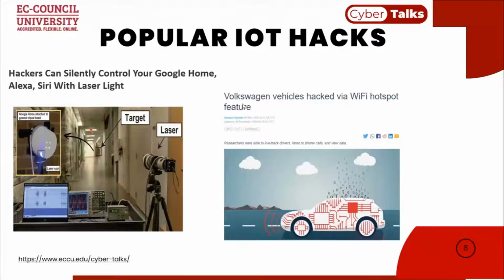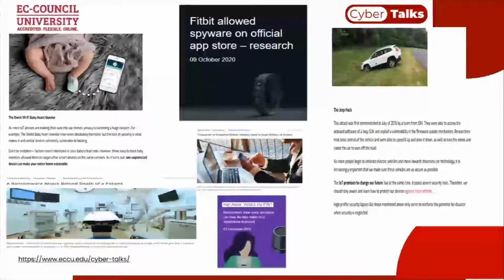Similarly, you may all have heard about the Volkswagen vehicle hacked via the Wi-Fi spot feature. It had a hotspot feature, and with that functionality, the attackers could actually get onto the vehicle and hack it. Some more examples, and these are all popular examples that I'm throwing out to you so that you can relate why security is so important for IoT.